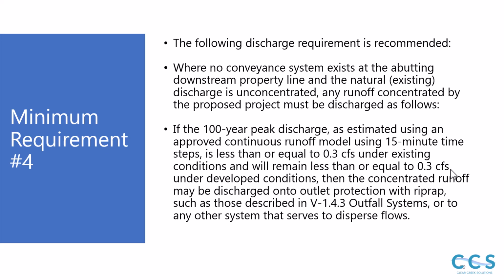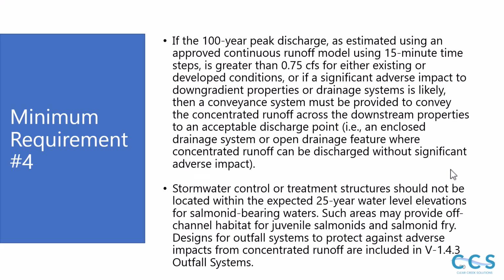So the following discharge requirement is recommended. Where no conveyance system exists at the abutting downstream property line and the natural existing discharge is unconcentrated, any runoff concentrated by the proposed project must be discharged as follows. If the 100-year peak discharge as estimated using an approved continuous runoff model, such as WWHM 2012, using 15-minute time steps, is less than or equal to 0.3 CFS under existing conditions and will remain less than or equal to 0.3 CFS under developed conditions, then the concentrated runoff may be discharged onto outlet protection with riprap, such as those described in 5-143 outfall systems, or to any other system that serves to disperse flows.